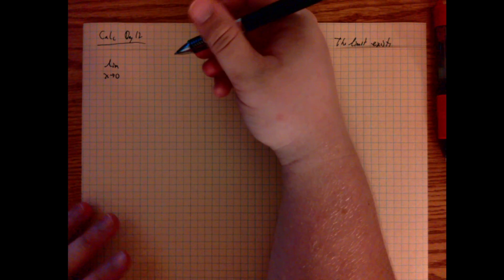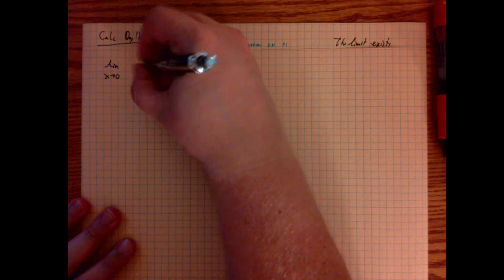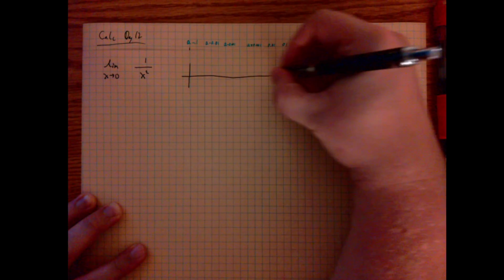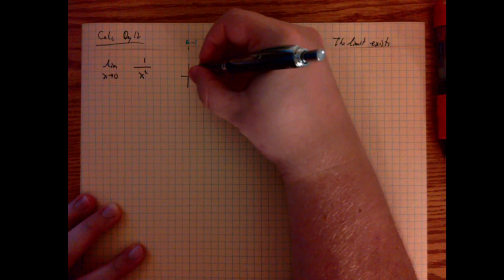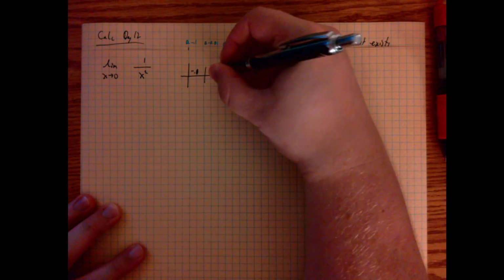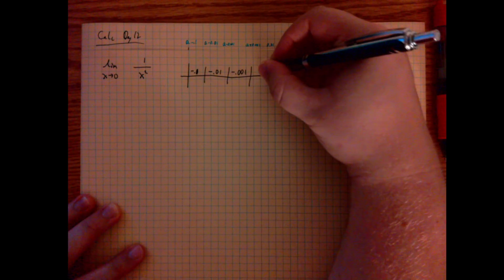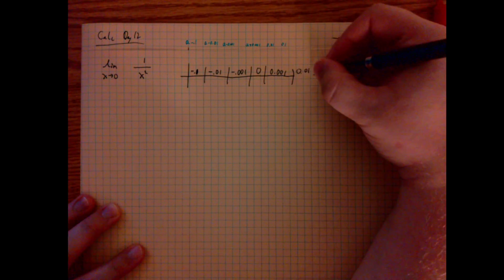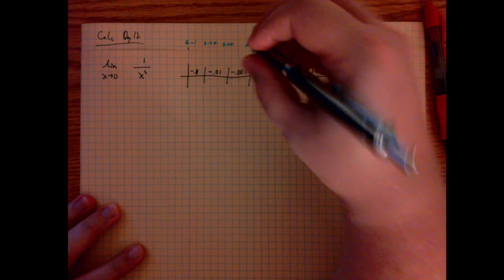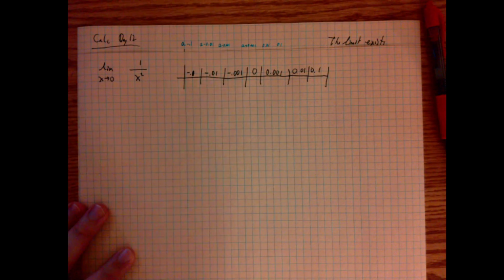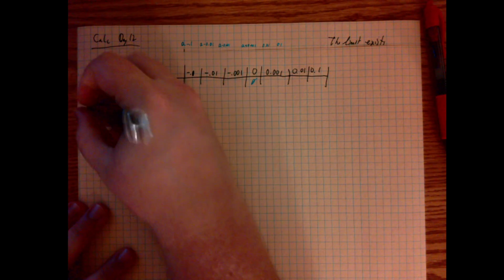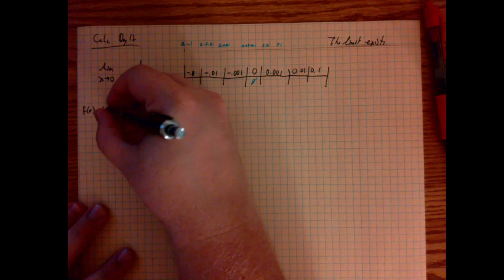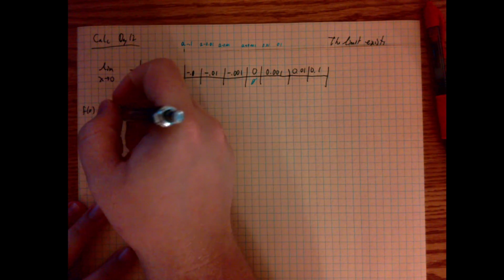So, I do the limit as x approaches 0. There are a lot of zeros today, but this applies to any number of 1 over x squared. So again, I make my little table, and I do -0.1, -0.01, -0.001, 0, positive 0.001, 0.01, and 0.1. Okay. Once again, at 0, my value is undefined. So again, f of 0 is undefined. So there's no value when I get there.